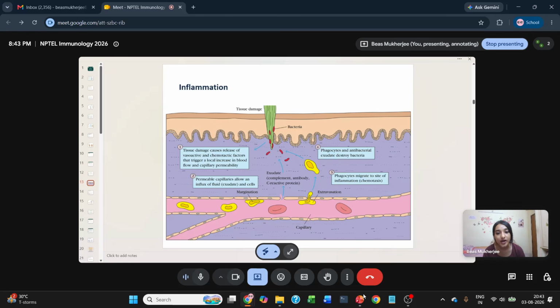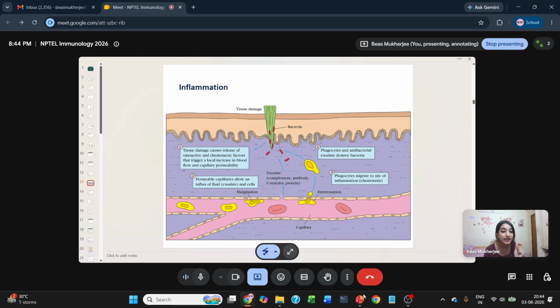Okay. So now what happens is phagocytes migrate to the site of inflammation through chemotaxis, and phagocytes and antibacterial exudate destroy the bacteria. Okay. Now see what is happening. The neutrophil undergoes a lot of different things, right? First thing is it rolls and it attaches to the endothelium of the blood vessel, and then it squeezes between these endothelial cells and it passes out and goes to the site of wound.